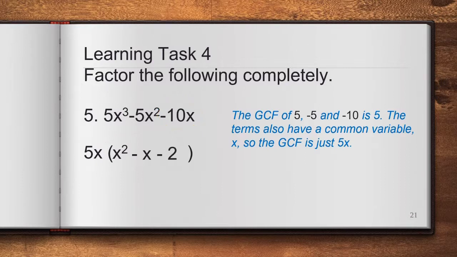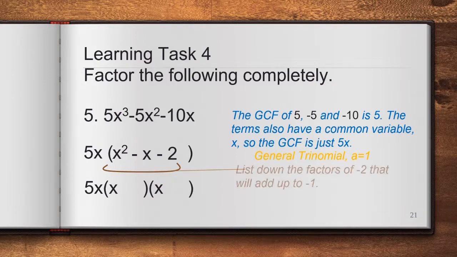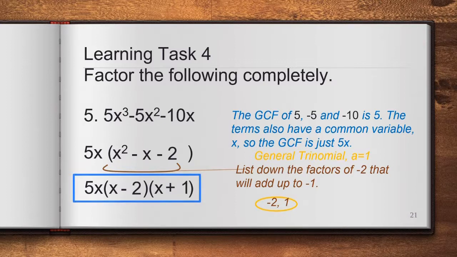Look, we again have a trinomial where a is equal to 1. So, ganun ulit. Let's just write 5x, x, and x. Then, list down the factors of negative 2 and let's find which will add up to negative 1. That's negative 2 and positive 1. And those are the integers that will complete our factors.